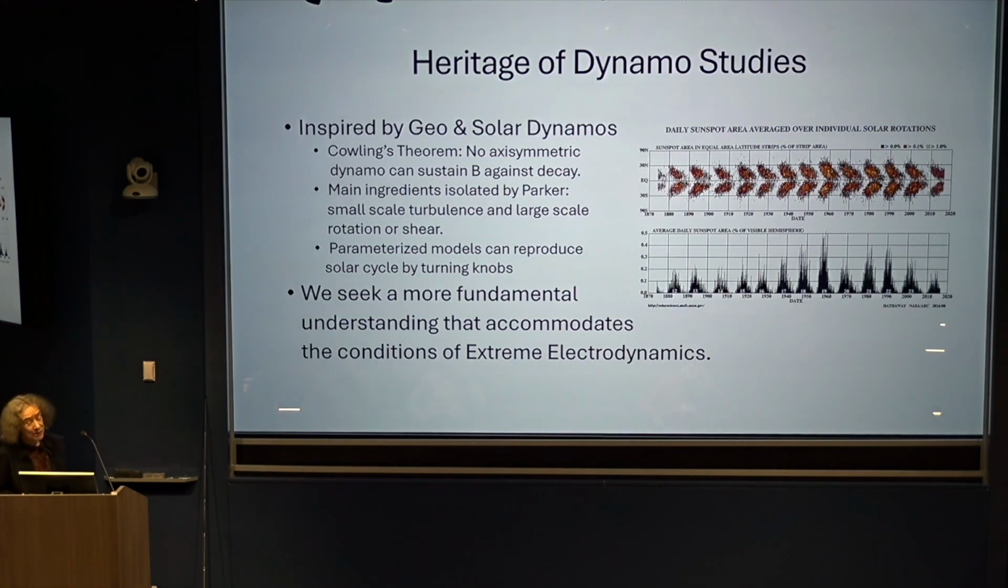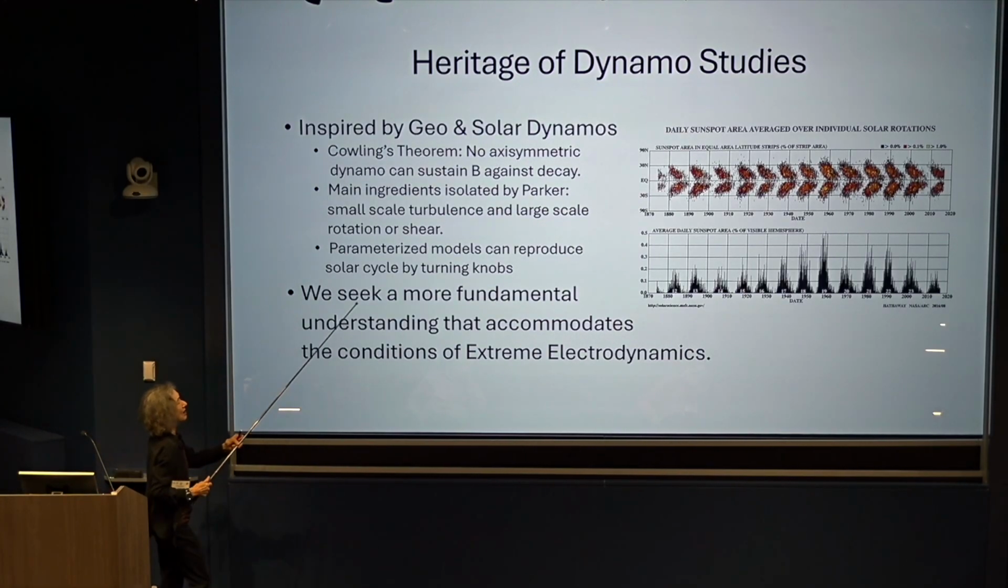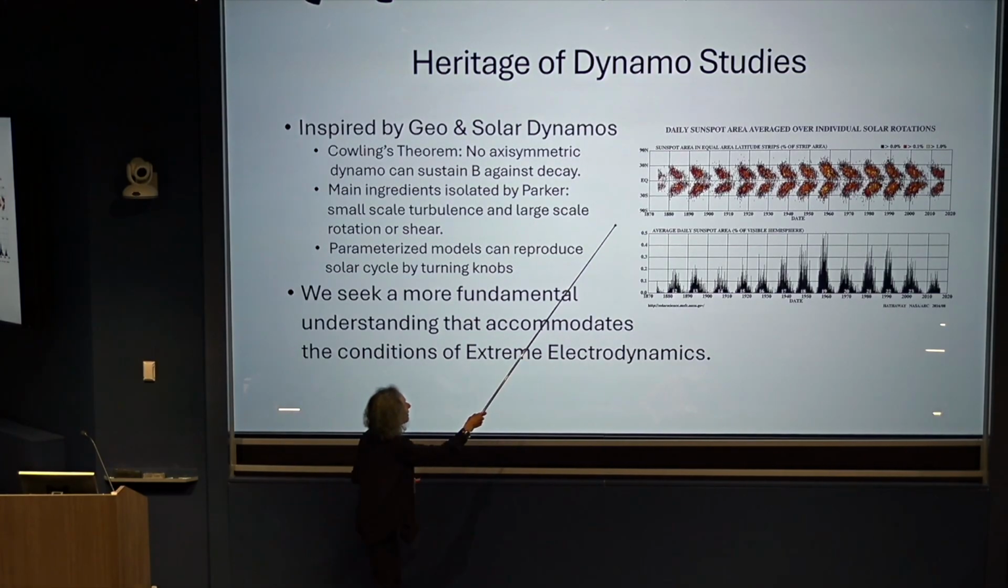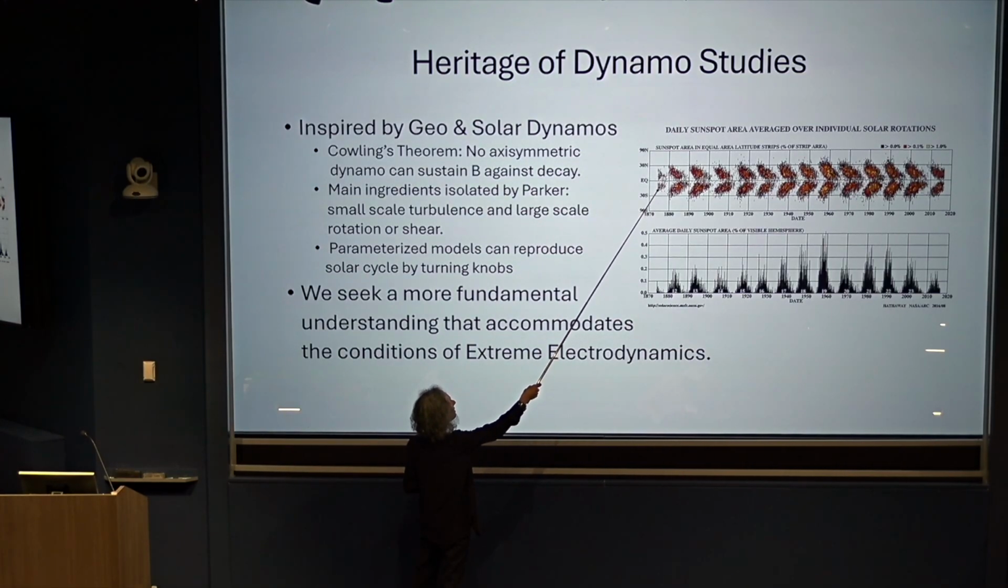So dynamo studies have a long heritage. There are two very well observed dynamos in the solar system. There's the geodynamo, which is irregular, has a long time scale. And there's the solar dynamo, which is very regular. This is the famous butterfly diagram showing the appearance and disappearance of sunspots at intermediate latitudes, migration down toward the equator, disappearance and resurgence.